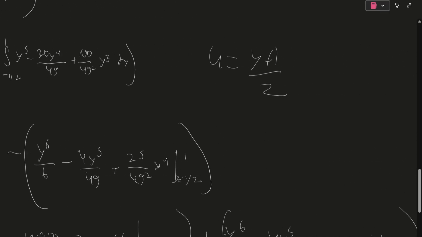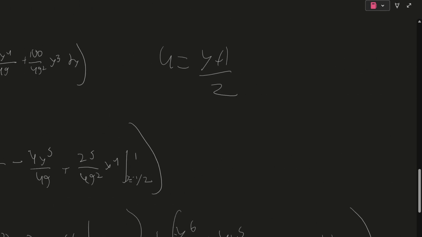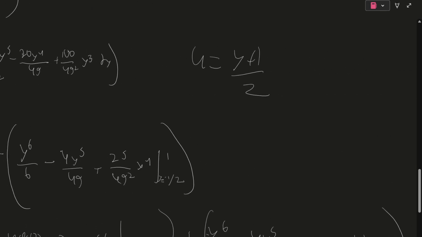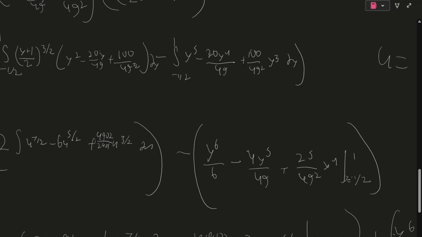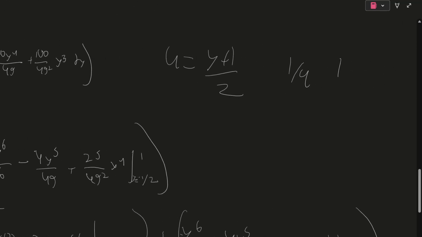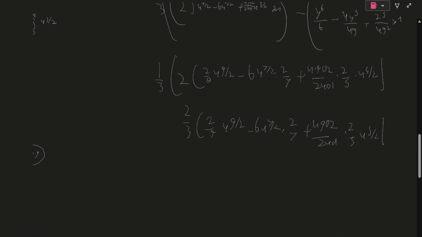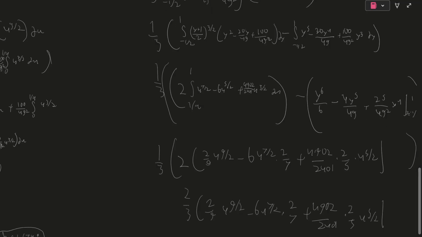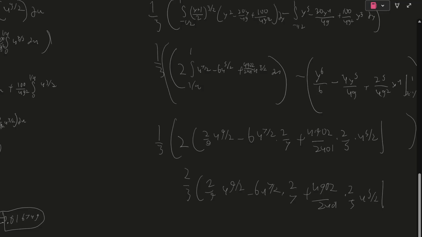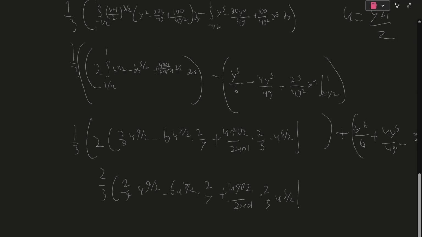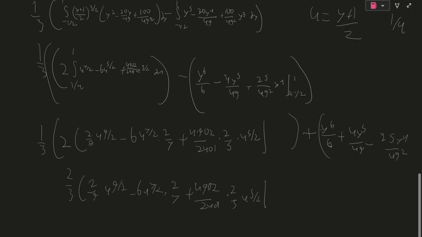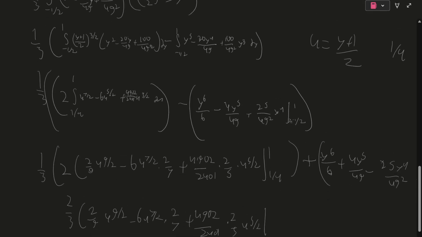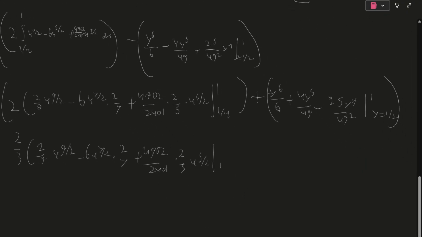And our original bounds were from negative 1/2. So when we're plugging in negative 1/2, just like before, we're going to get 1/4. And whenever we plug in 1, we get 1. So this is going to be from 1/4 to 1. So now we have the correct bounds in our integral. I'm sorry about that.